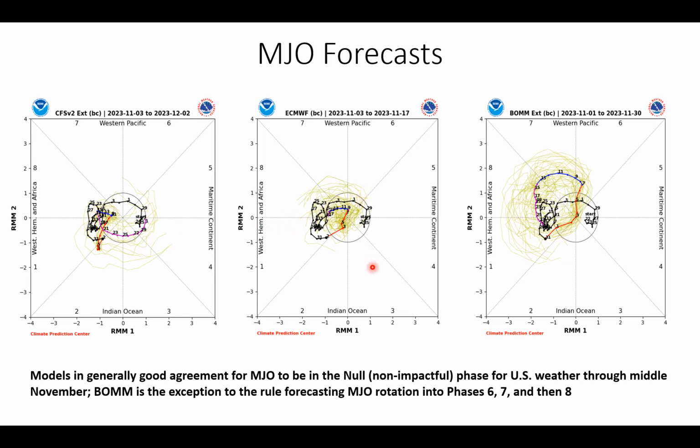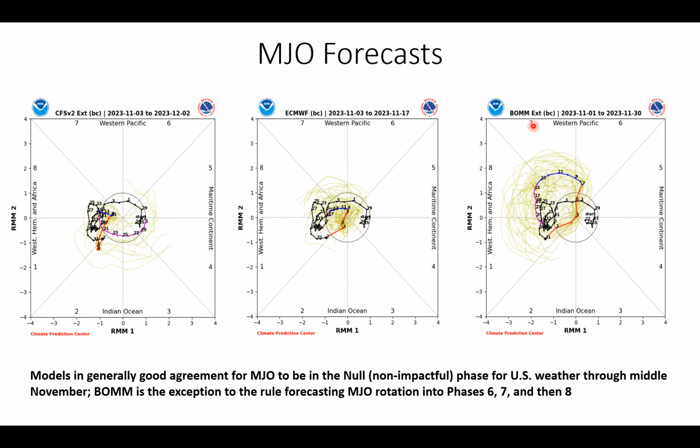The ECMWF, this model here in the center, is showing, again, a null phase, this red line here for the 3rd of November, right in the center of the diagram, indicating a null phase or non-impactful stage from the MJO on U.S. weather. But over time, it's expected that the MJO may rotate back to phase 8, phase 1 territory.